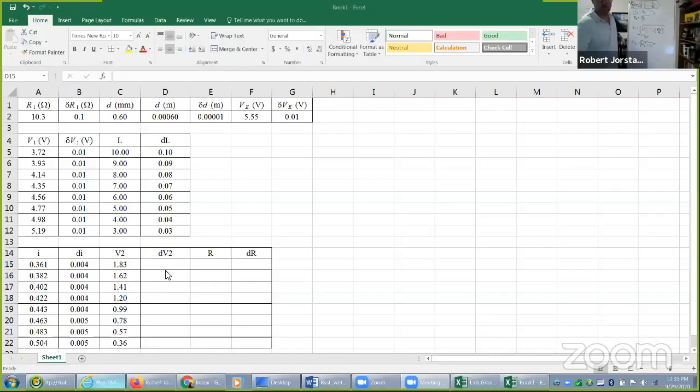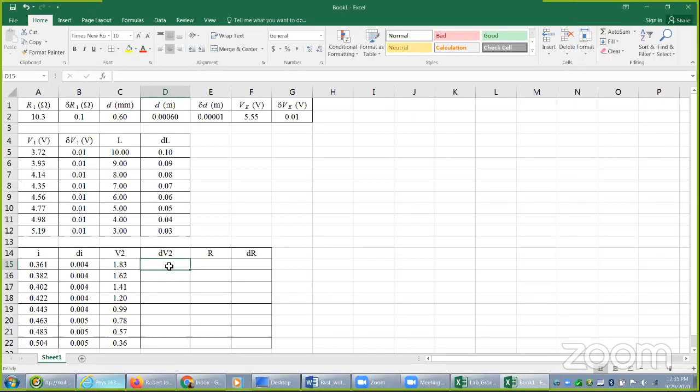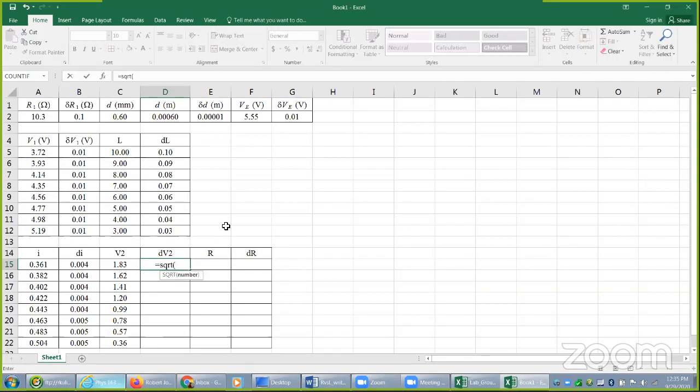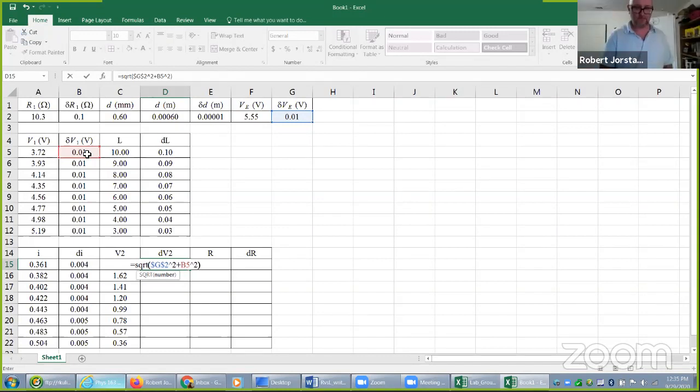All right, Min. So what am I going to have to do here? Okay, so it's gonna be square root. Don't forget that equals the square root of dV2 square plus dV1 square. Oh wait, these are dV2 square plus dV1 square. My bad. Right? Yeah. And so we see we're off.